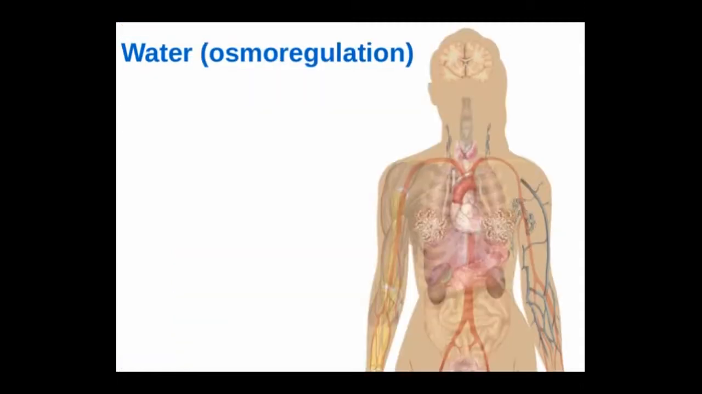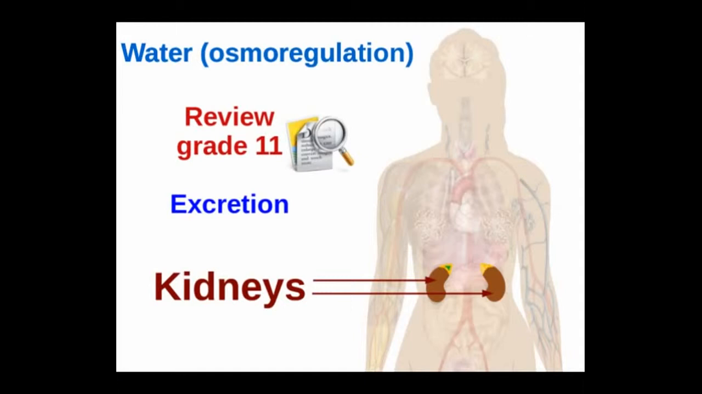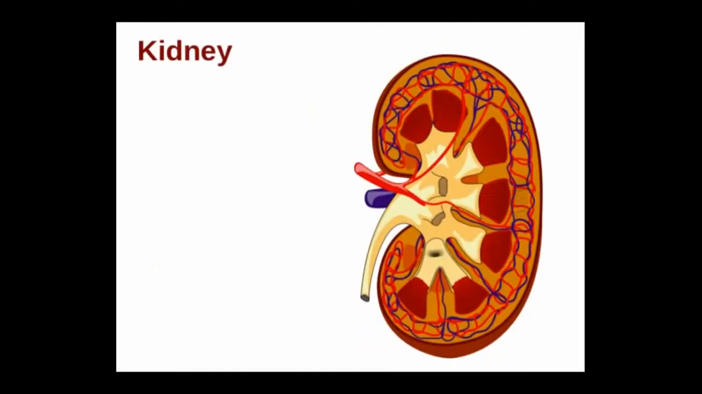Now, in order to do that, we need to review a little bit about the kidneys from what we learned in grade 11 under the topic of excretion. Now remember, the kidney is a three-dimensional structure. And when we look at images like this, we are looking at a stylized drawing through a very thin slice of a kidney. And a typical kidney can be seen to have three obvious layers.